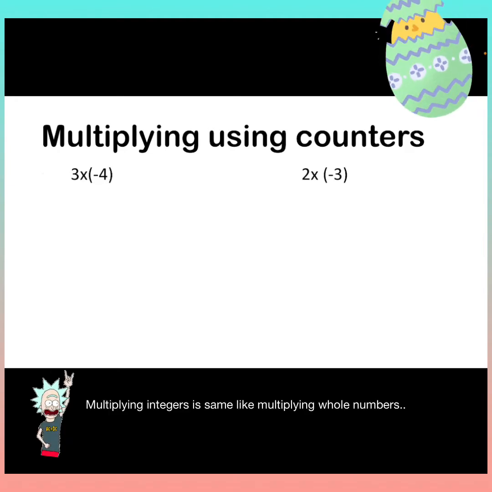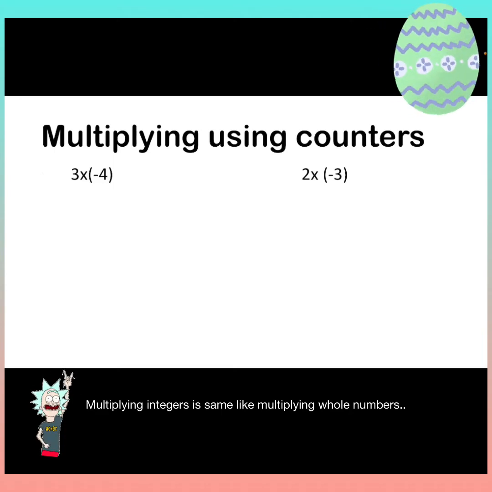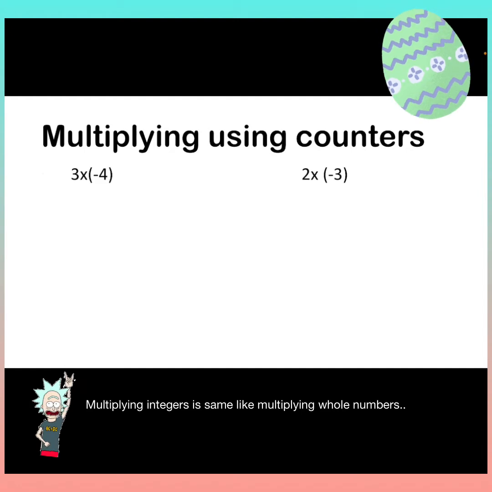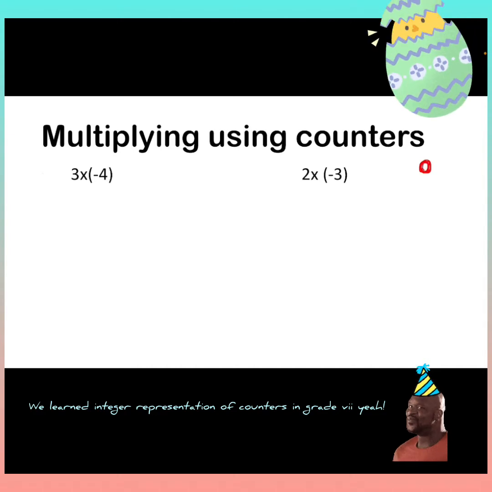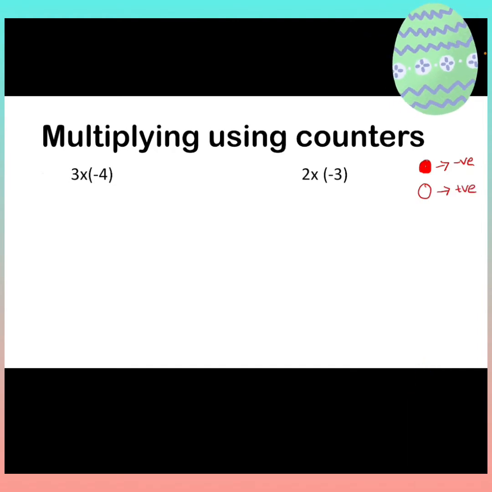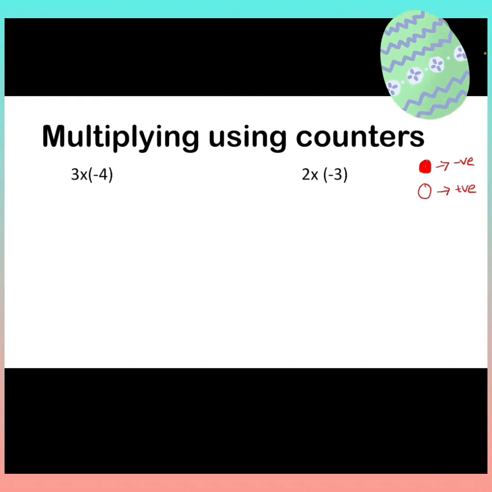When we multiply integers, it's the same as multiplying numbers in normal form. We just need to take care of signs. So let me show you how to multiply integers using counters. Before that, I can show you counters, which many times you have used in lower classes. The shaded one is a negative counter, and the unshaded one is a positive counter. So 3 times -4 means 3 groups of -4.